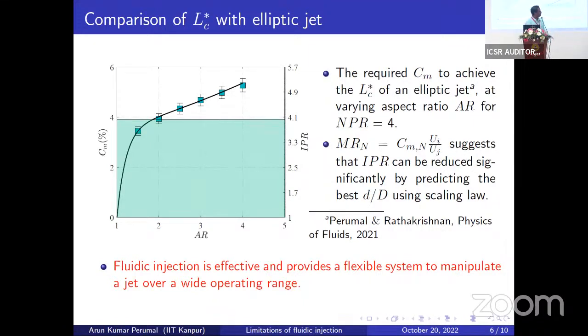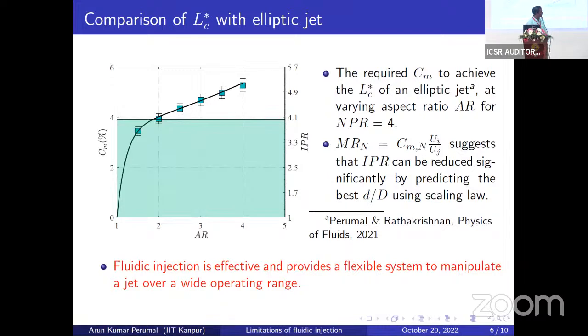To predict the optimal diameter, again, we chose the maximum mixing. So we took the maximum conditions of the aspect ratio of 4 for the elliptic jet. And this is the nozzle operating conditions, if you want to vary the operating conditions, let's say from 2.5 to 7. And this is the diameter ratio, which is predicted from the scaling equation given in the previous slide. And these contours correspond to the IPR magnitudes, that is the injection pressure ratio.